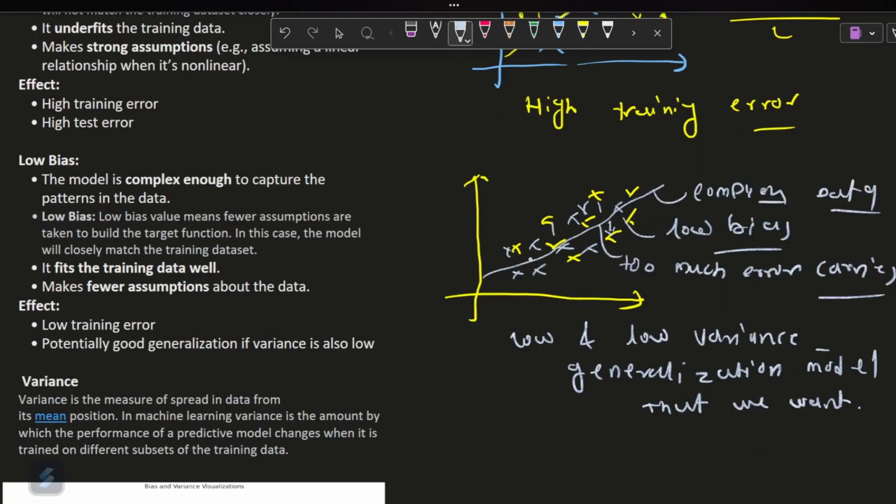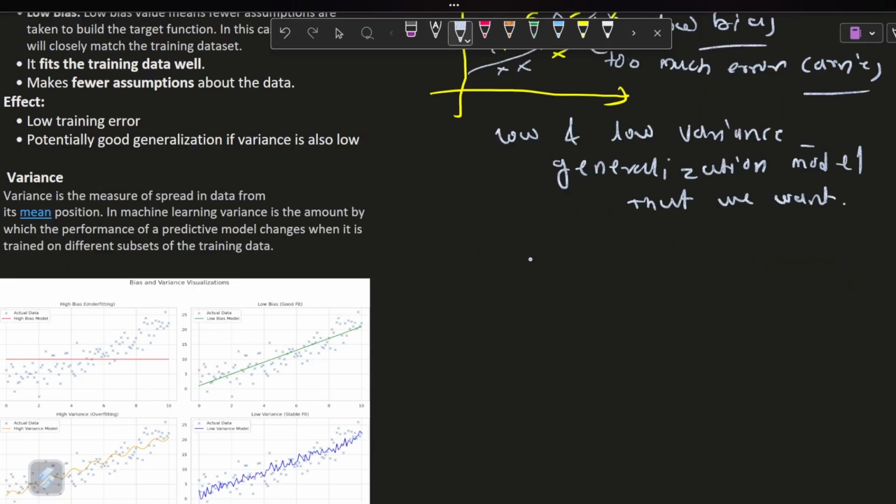Similarly, we understand some concepts. First, we understand what is bias, high variance, low variance. Similarly, we are going to see how to reduce the high bias, right? Ways to reduce the high bias.